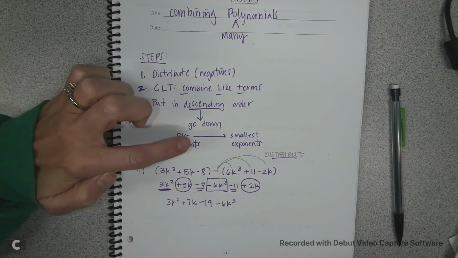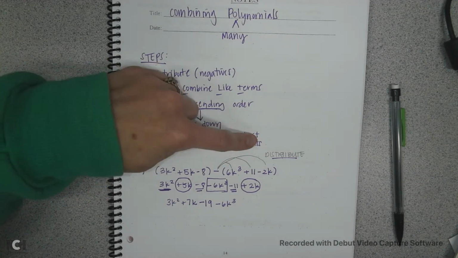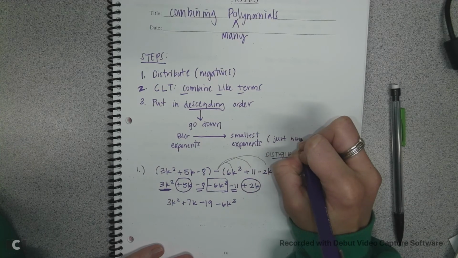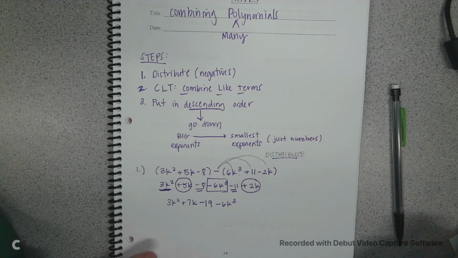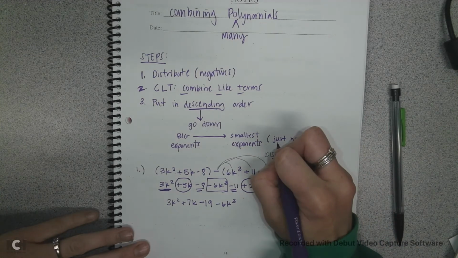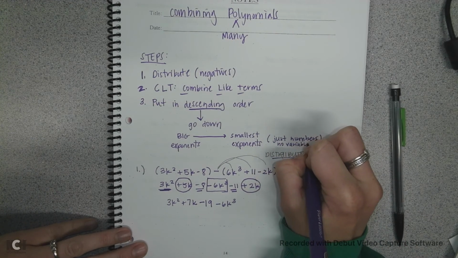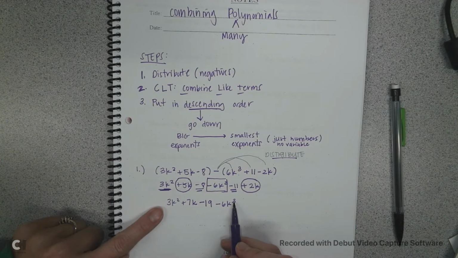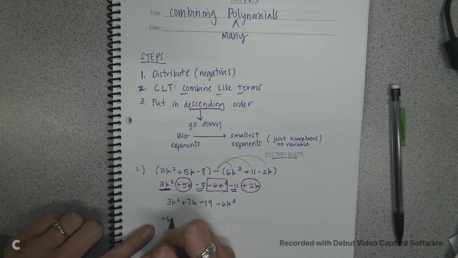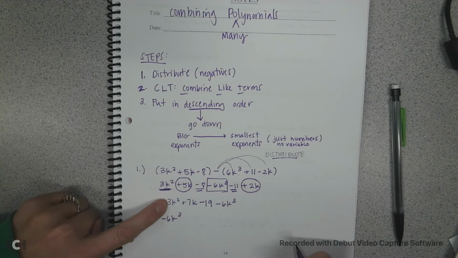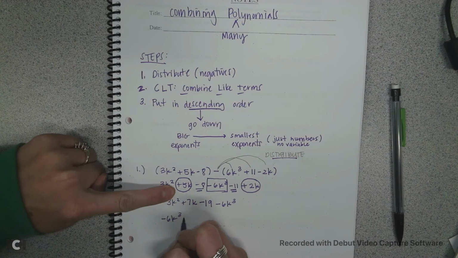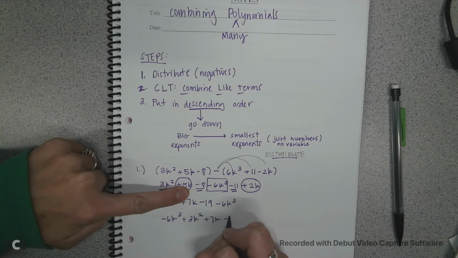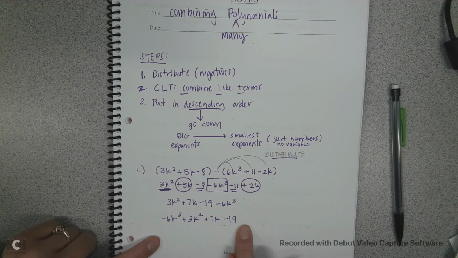So descending order is the biggest exponent on the left and the smallest exponent on the right, and these are even just numbers. Okay, so they don't have a variable. So we start with the biggest exponent. Well, the biggest exponent we have is a 3. So we're going to start with negative 6k cubed, and then the next one is a squared. So this is a positive 3k squared, and then we have a 7k and then minus 19. So this is descending order.